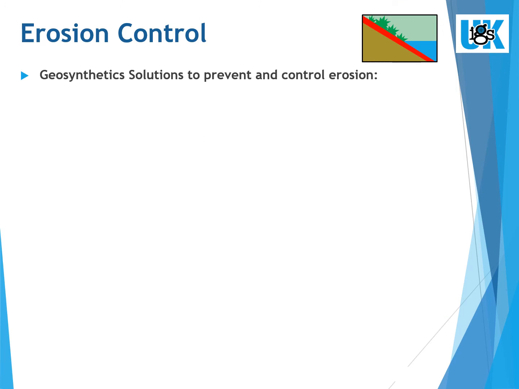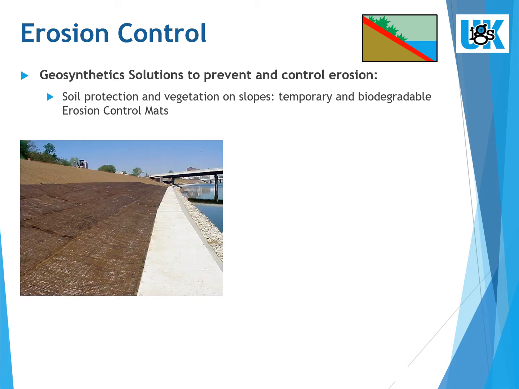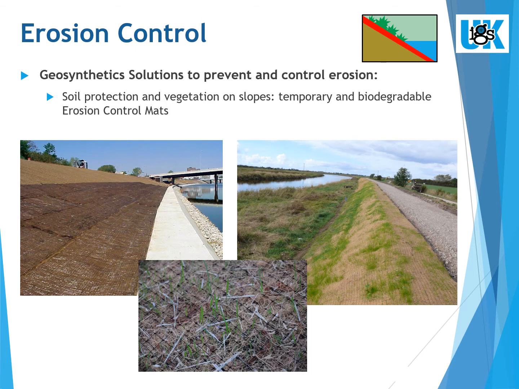Geosynthetics play a crucial role to retain and establish the vegetation, providing solutions to prevent and control erosion. There are different types of geosynthetics that can be used for erosion control depending on the specific conditions and requirements of each site. For soil protection and to help to establish vegetation on shallow slopes, temporary and biodegradable erosion control mats are frequently used in these cases. You can see some examples in the pictures.